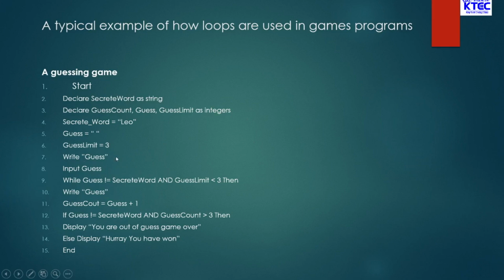So here we say write guess. So this will display, and you input your guess here. Let's say the first time you try to enter the word COME. So we check, as long as what you enter here, which is come, is not equal to secret word, and your guess limit is less than 3, maybe 1 and 2, which is less than 3.